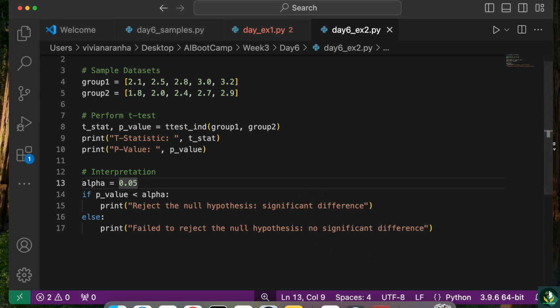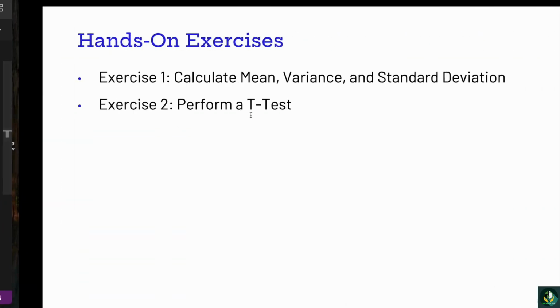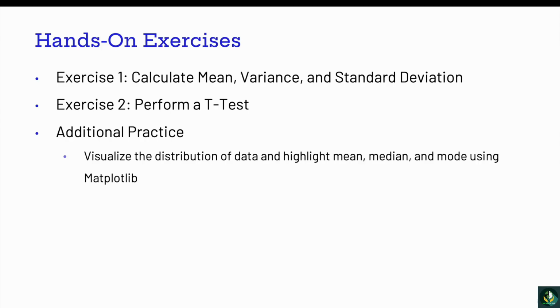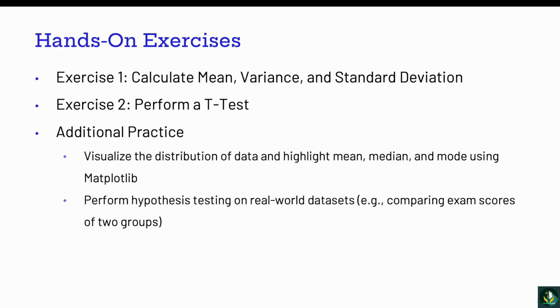So I hope it was helpful to understand whatever we learned to implement in the code. If you had any problems or issues, let me know and I'll get back to you. For additional practice, you can try to visualize the distribution of data and highlight mean, median, and mode using matplotlib. You can perform hypothesis testing on real world data sets. Example, comparing exam scores of two groups. You can get this data from different websites, and you can calculate confidence intervals for proportions in a data set.